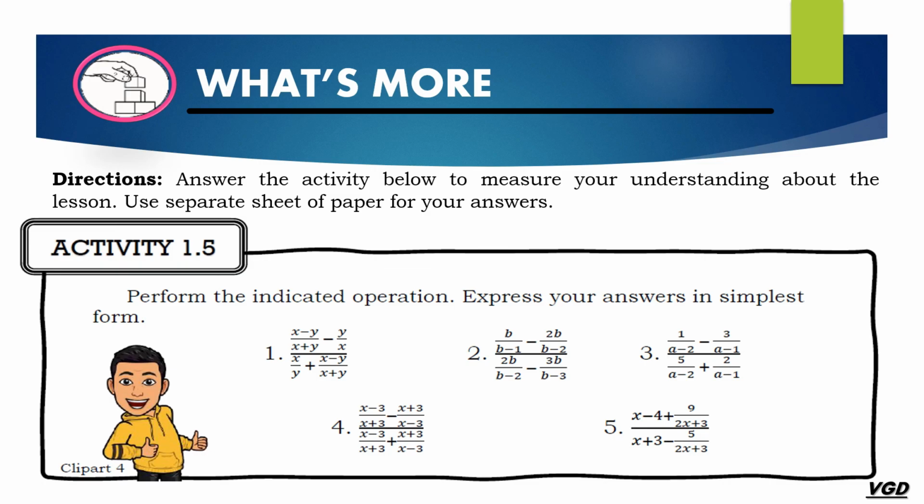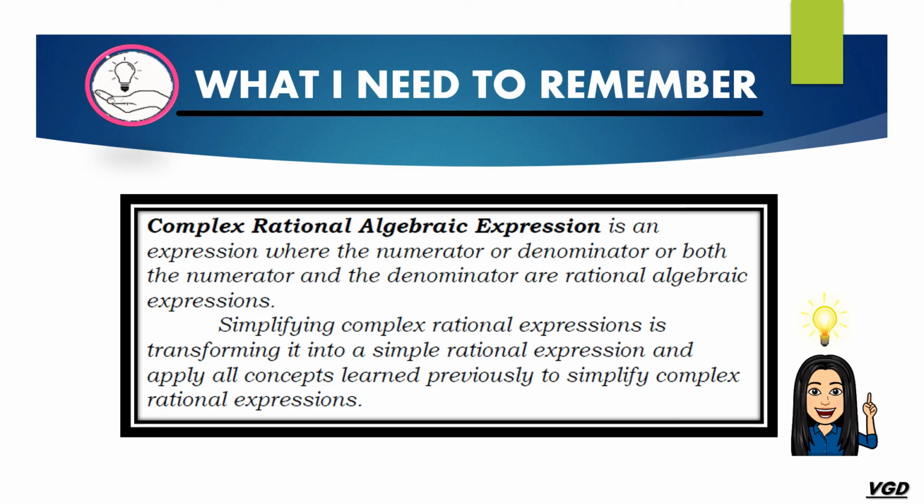And now, don't forget to remember that a complex rational algebraic expression is an expression where the numerator or denominator, or both the numerator and the denominator, are rational algebraic expressions. Simplifying complex rational expressions is transforming it into a simple rational expression and applying all concepts learned previously. So don't forget to apply your knowledge in factoring, in multiplying, dividing, adding or subtracting similar or dissimilar rational algebraic expressions.